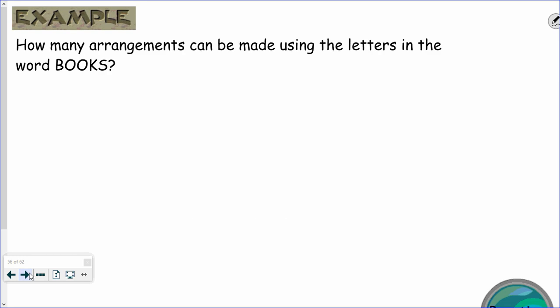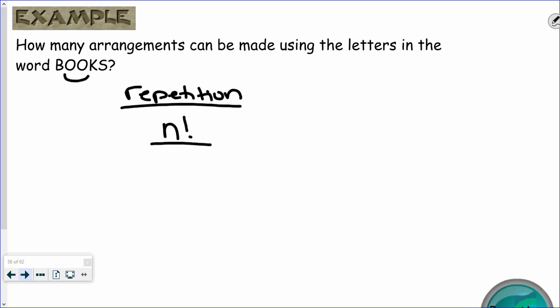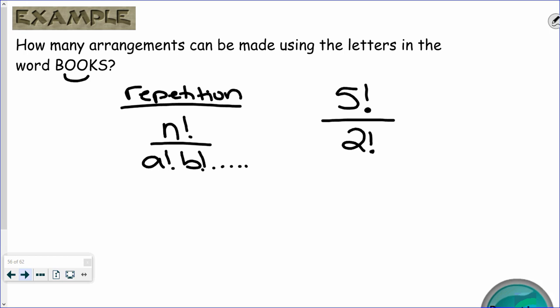Last example. How many arrangements can be made using the letters in the word books? So again, I'm arranging, so I know it's going to be a permutation, right? But as soon as I see I have 2 O's, there is repetition. When there's repetition, I have to use that formula n factorial over the things that repeat, whatever they are. So in this option, I have 5 letters, B, O, O, K, and S. Out of those 5 letters, there's only 2 that repeat. There are 2 O's. So 5 factorial divided by 2 factorial is 60. There are 60 different ways.